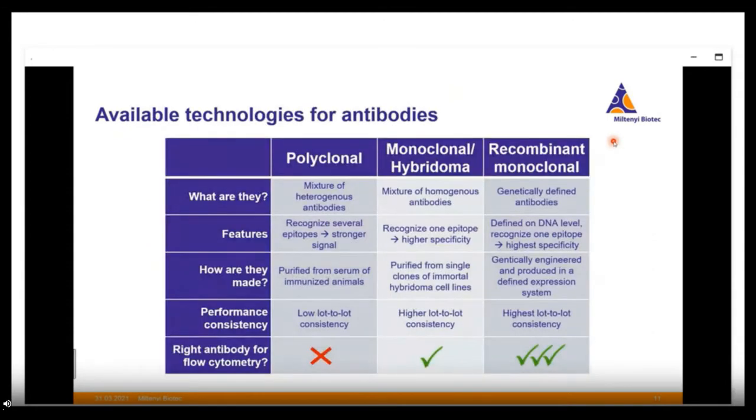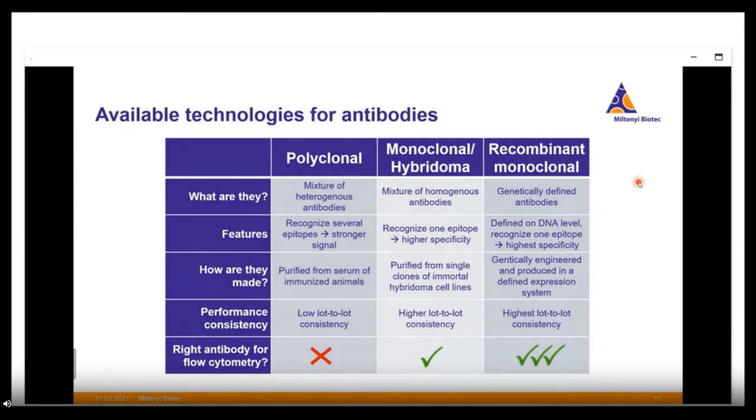At the moment, there are three prominent categories for antibody generation: polyclonal antibody, hybridoma-derived, and recombinantly derived monoclonal antibodies. With this chart, I am showing you a very summarized way of differences among these three categories. So polyclonal antibodies are basically a mixture of heterogeneous antibodies that recognize several epitopes, resulting in a stronger signal, which is obviously important for certain applications.